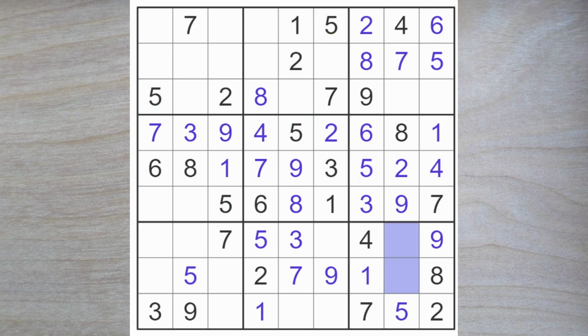And here we'll be looking for a 3 and a 6. The 3 forces the 6 to go here and the 3 here. Up here, we are still looking for a 1 and a 3. The 1 blocks up. Here's the 3. Here's the 1.